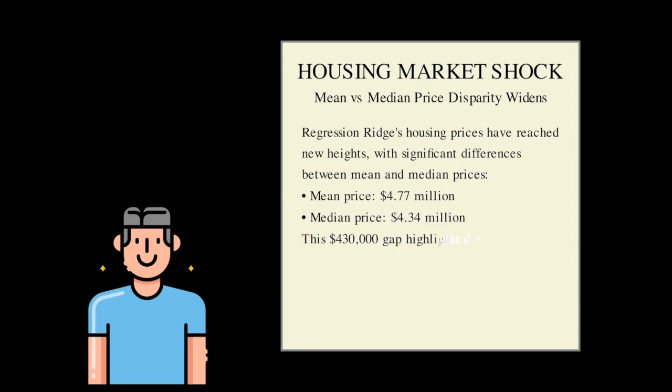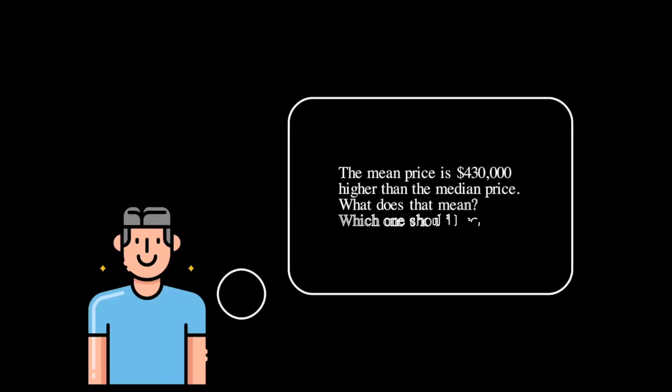Mean prices are at 4.77 million, whereas the median is at 4.34 million. This 430,000 gap highlights the impact of extreme values on the housing market. The mean price is 430,000 higher than the median price. What does that even mean? And which one should I consider when I have to buy a house?